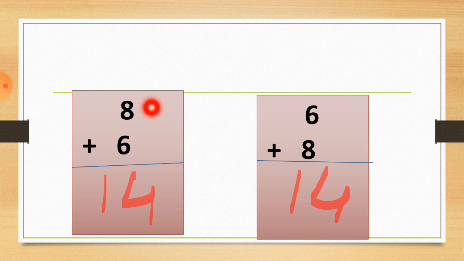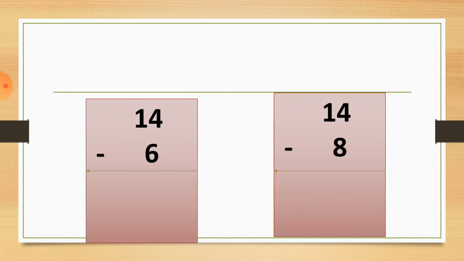Whatever it is, you can change the order of the numbers. You can take 8 first or you can take 6 first. But the answer will be the same because the numbers are the same, 8 and 6. Here also 8 and 6. So you will get the same answer. Here is the addition. Now let's check the subtraction for these numbers also.